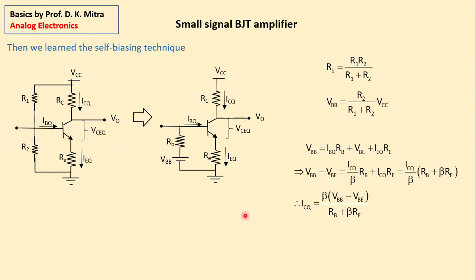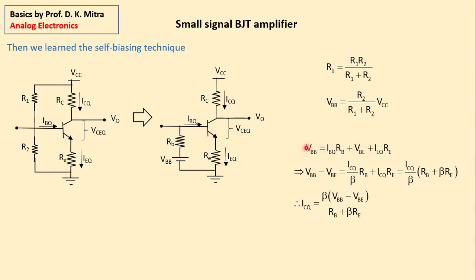Also, there was another equation that we have learned. If you go to the base emitter loop, then VBB is equal to IBQ into RB, plus this potential barrier VBE, plus this current IEQ into RE.